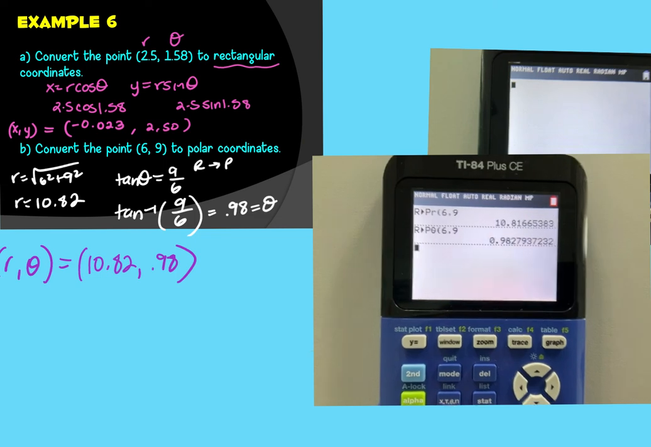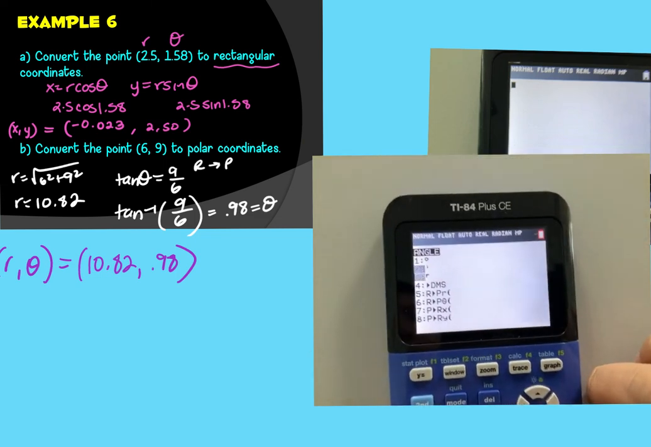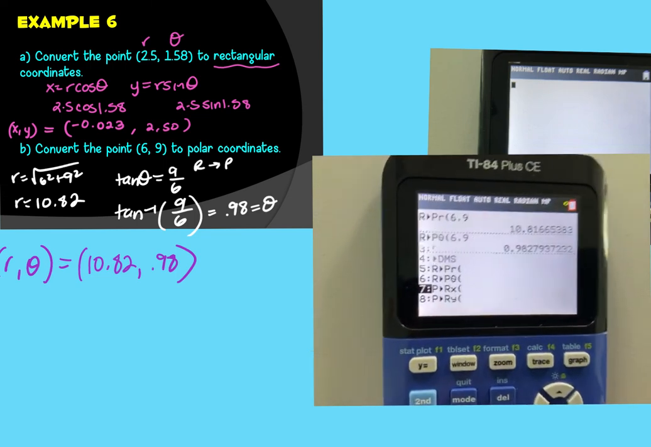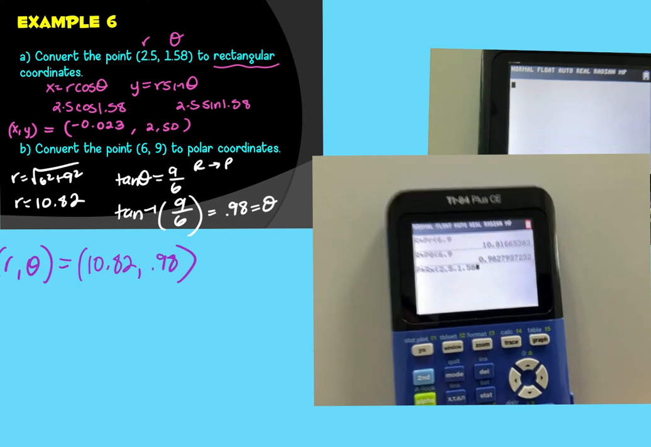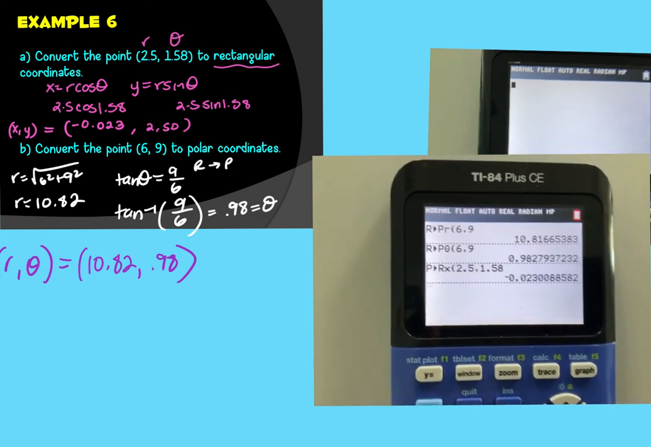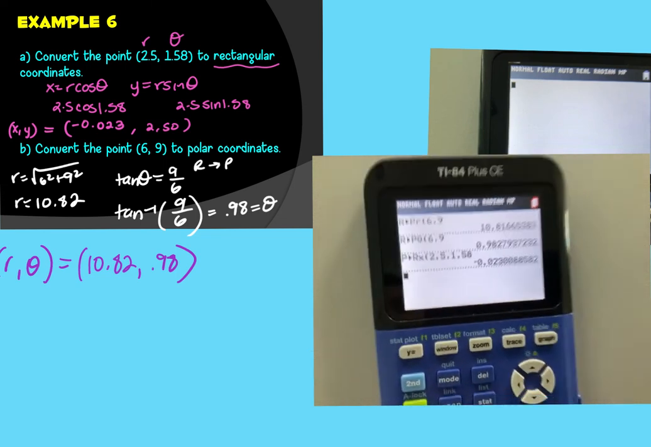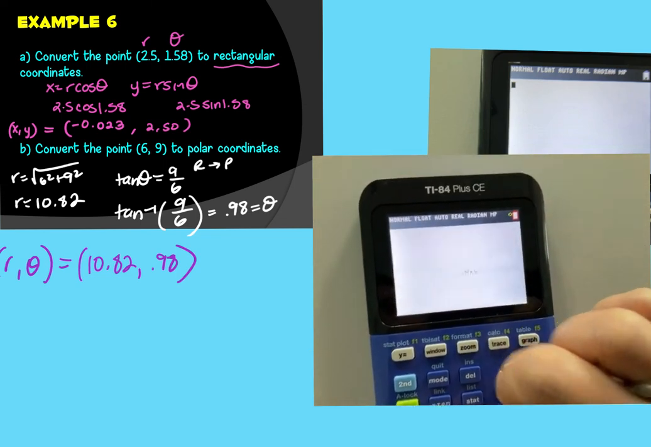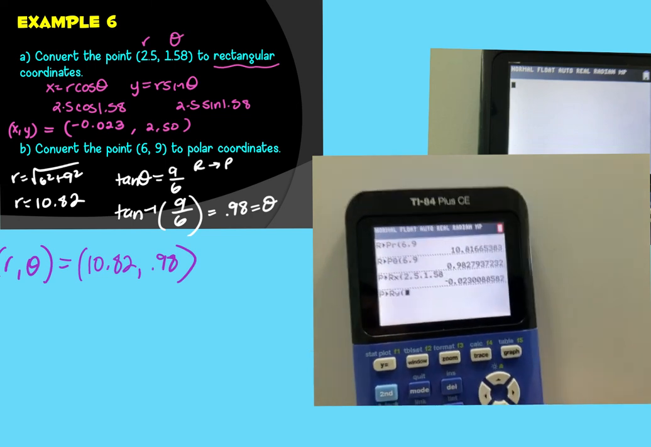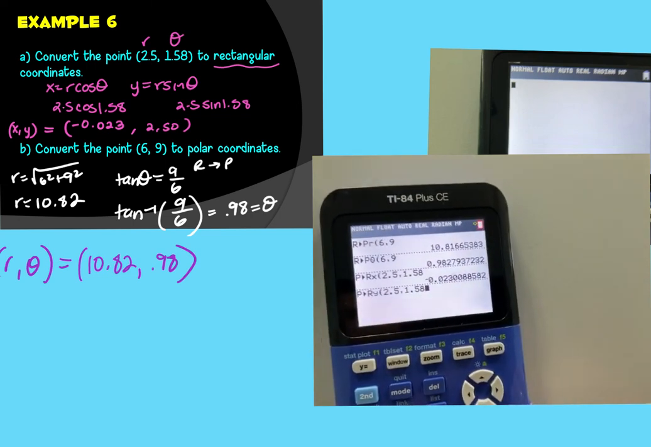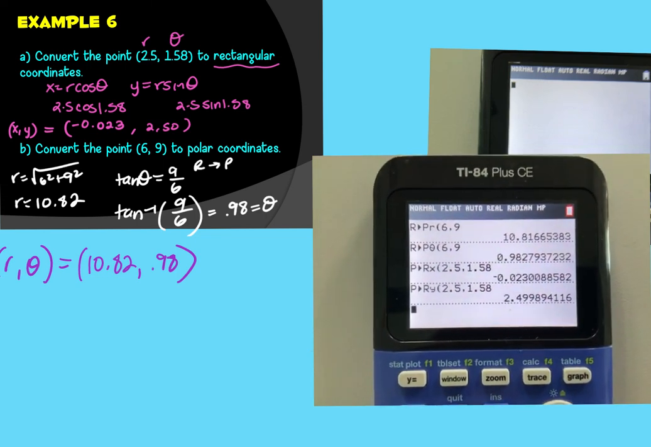And then I'll do the other one. So now we're going to do polar to rectangular. I go second, apps, back to that angle menu, polar to rectangular. This one's going to give me the x, 2.5, comma, 1.58. There's the x, negative 0.023. And then second, angle, polar to rectangular y, 2.5, comma, 1.58. And there's the 2.499, which rounds to 2.5.